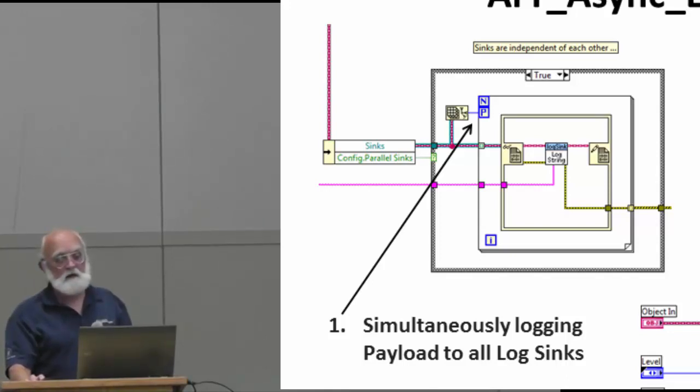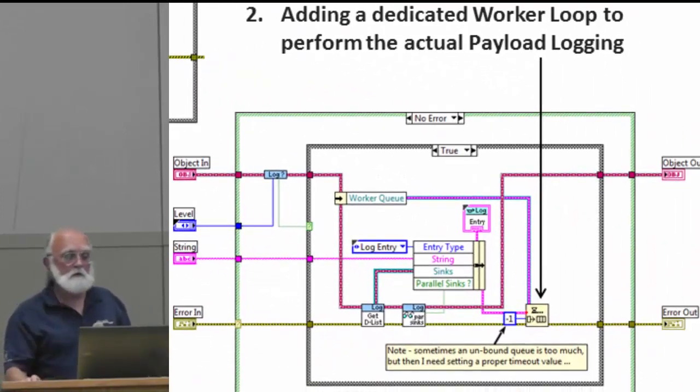This makes a difference. And the other one: if you're doing logging or error generation in a control loop, you may want to take the bulk of the operation, the actual operation of writing to a file or writing to a string control, out of the control loop. So I have an internal worker loop which has a dedicated queue, and you create a cluster and pass it to that queue, and the worker loop picks it up and does the actual logging outside the control loop.